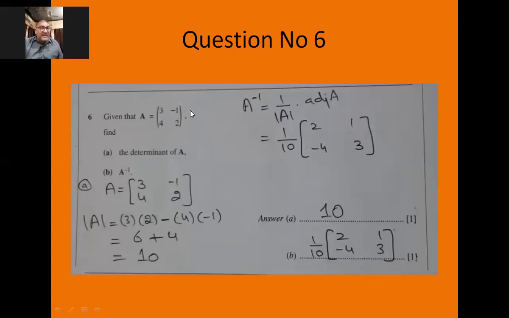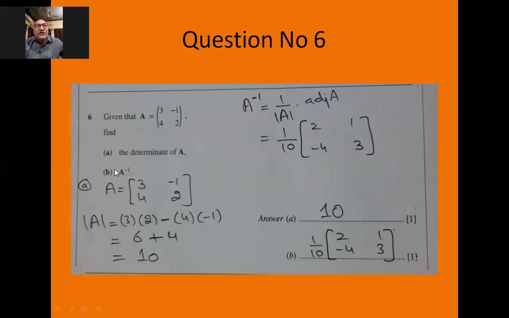Okay, so question number 6 is coming up on your screen. He says, given that A is equals to 3 minus 1, 4, 2, the first part is find the determinant of A, and the B part is find the A inverse. So A is 3 minus 1, 4, and 2. First question is find the determinant. For finding the determinant, we multiply these two members along this diagonal minus, then multiply these two members along this diagonal. So you will have 3 multiply 2 minus 4 multiply minus 1. So it will be 6 plus 4, and that will be 10. So the determinant is 10.